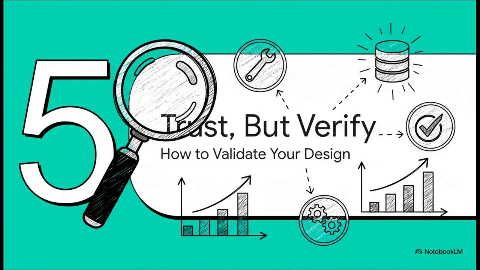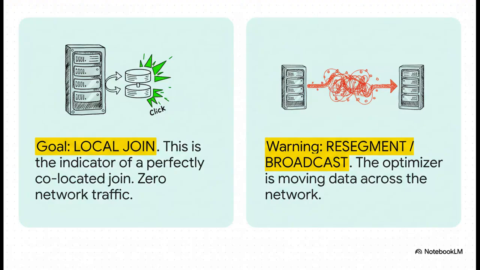Okay, so you've designed your whole segmentation strategy. Awesome. But how do you actually know if it's working? Well, let's look at the tools that help you trust but verify. Your query plans are your source of truth. You are always aiming for that beautiful green checkmark of a local join. If you see words like resegment or broadcast, those are huge red flags telling you that the optimizer is having to move data across the network, which is exactly what we're trying to avoid.